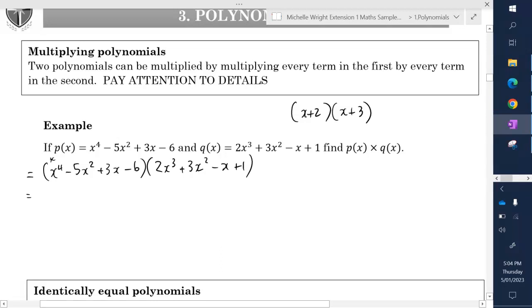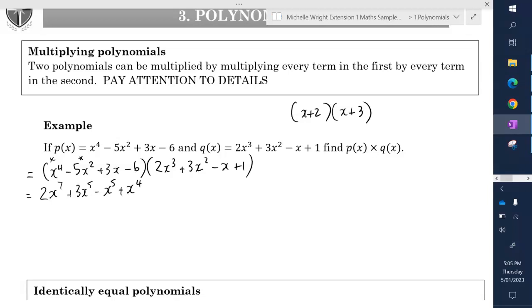X to the fourth times 2x cubed is going to be 2x to the 7. Remember, when we're multiplying powers or terms with powers, we add the indices, which gives us 7. X to the fourth times 3x squared. And likewise, let's keep going on. That's my first term multiplied by each of those.